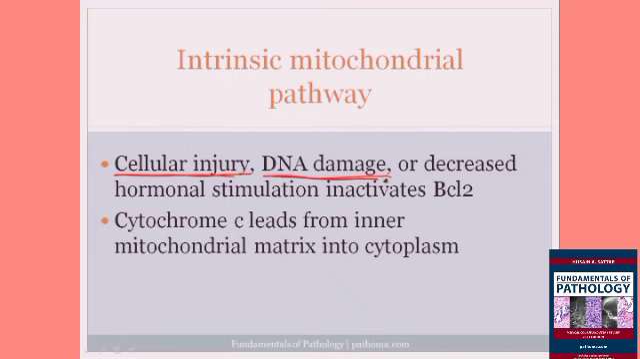And decreased hormonal stimulation. For example, the endometrial cycle. We know that when progesterone comes in, estrogen is removed and progesterone comes in, eventually we get shedding of the endometrium, and that occurs via apoptosis. Now, the examiners like to go after the following principle, and that is that the key molecule that mediates this intrinsic mitochondrial pathway is cytochrome C.